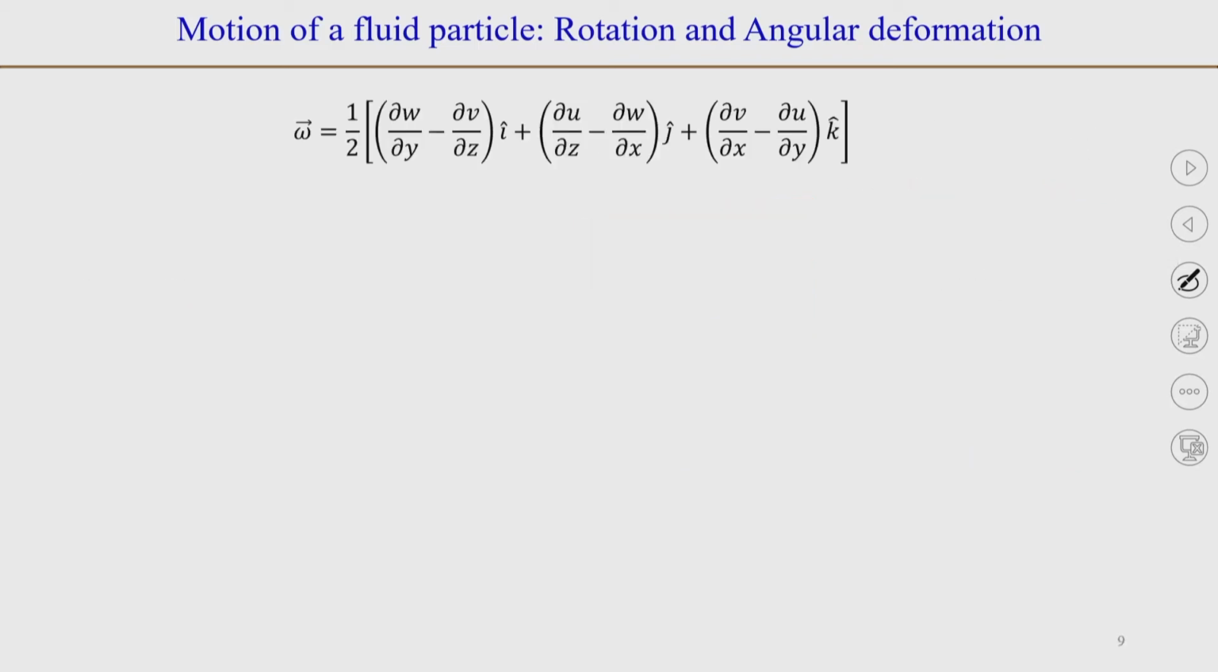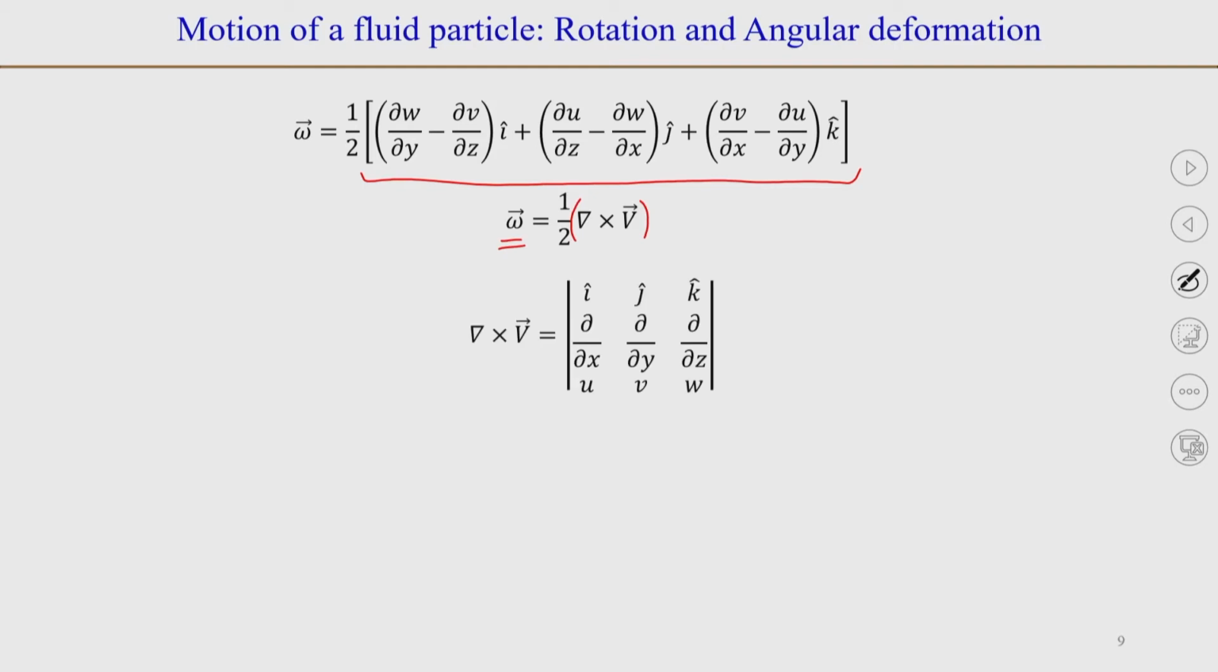Now, if we look at this expression closely, we see that the expression in brackets is nothing but del cross v. So, the angular velocity omega of a fluid element is half of del cross v, where v is the velocity vector.